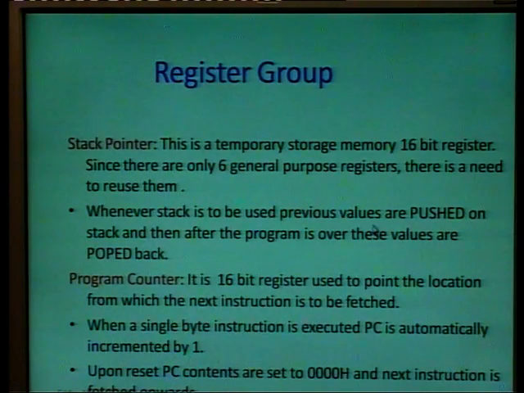Whenever the stack is to be used, previous values are pushed on the stack, and after the program is over, these values are popped back. The program counter is a 16-bit register used to point to the location from where the next instruction is to be fetched. When a single byte instruction is executed, PC is automatically incremented by 1. Upon reset, the PC contents are set to 0000H and the next instruction is fetched onwards.